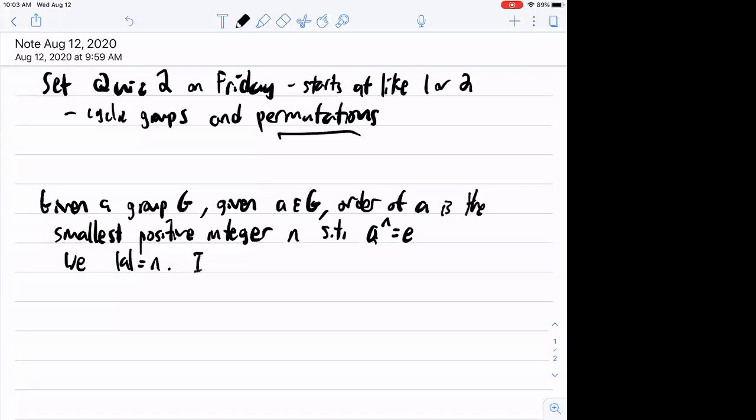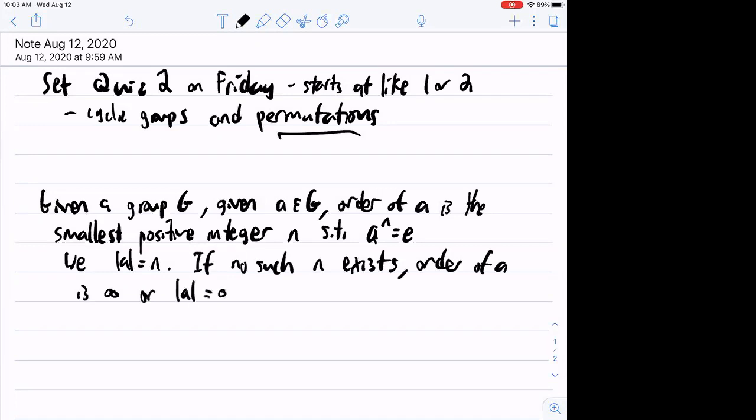So if no such n exists, so if you keep taking powers and you never get the identity, then the order of a, we say it's infinite, yeah? The notation is this.